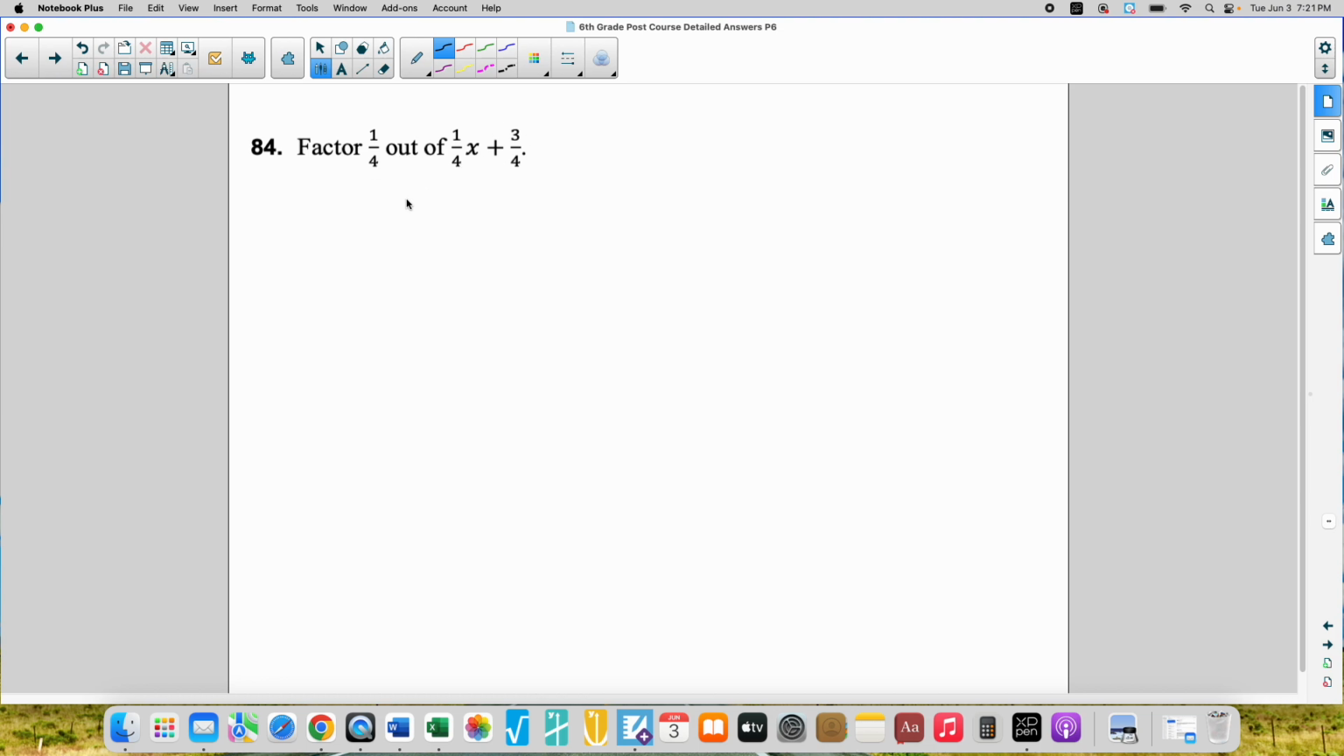Factor 1/4 out of 1/4 x plus 3/4. Okay, so when we factor, we turn these into products. And I'll show that. So that's multiplication between these two. And then 3/4. Okay, 1/4 times what would give us 3/4? So what times 1/4 would give us 3/4? Well, the 4 is already taken, so I would need a 3 in there.